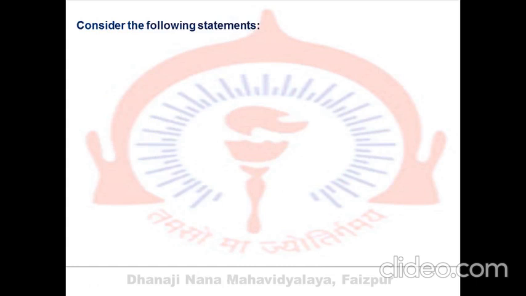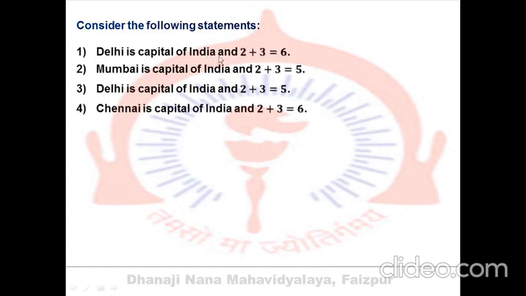Consider the following statements: Delhi is capital of India and 2 plus 3 is equal to 6. Mumbai is capital of India and 2 plus 3 is equal to 5. Delhi is capital of India and 2 plus 3 is equal to 5. Chennai is capital of India and 2 plus 3 is equal to 6. By the previous discussion, if both substatements are true, then and only then their conjunction is true. Here the third statement, Delhi is capital of India and 2 plus 3 is equal to 5, has both substatements true. So we can say the third statement is true and all other statements are false.